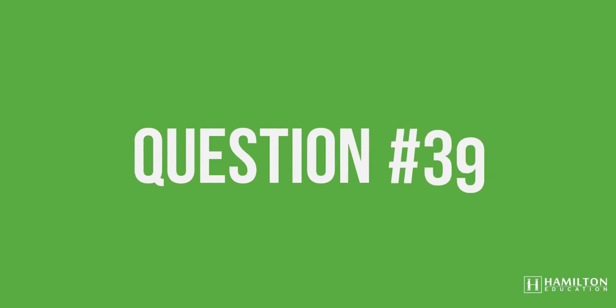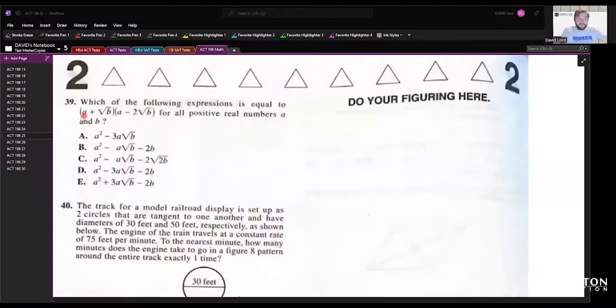Question 39. Which of the following expressions is equal to a plus the square root of b times a minus 2 square root of b for all positive numbers for a and b? So you could plug in numbers here for A and B, but this looks like foiling to me, so I'm going to FOIL it out.